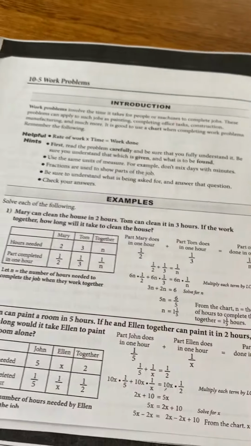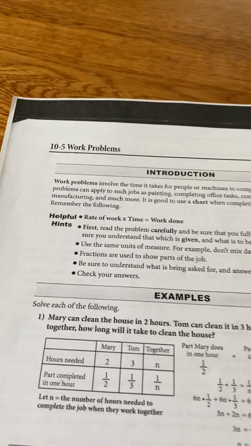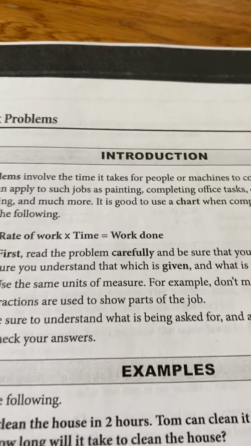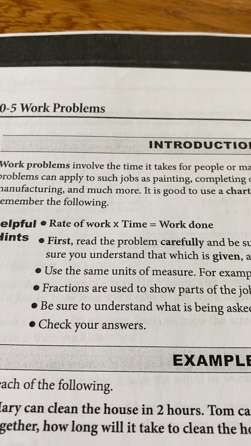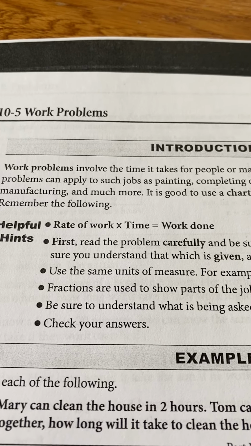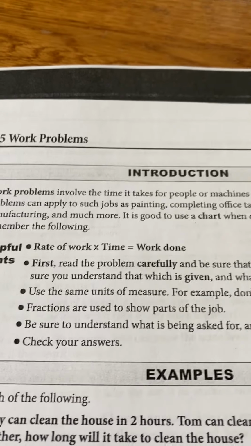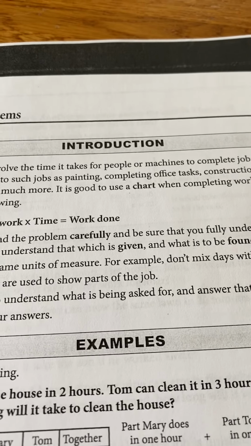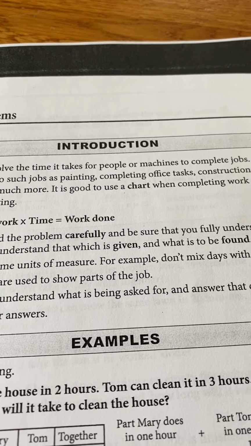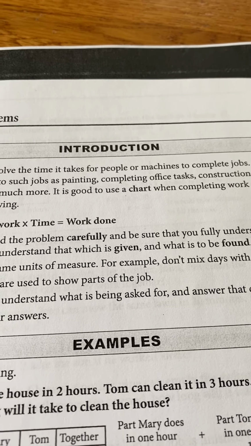Rate of work times time equals work done. So that is the equation that they have come up with to help you. Rate of work times time equals work done. So first, read the problem carefully and be sure that you fully understand it. Be sure you understand that which is given and what is to be found.